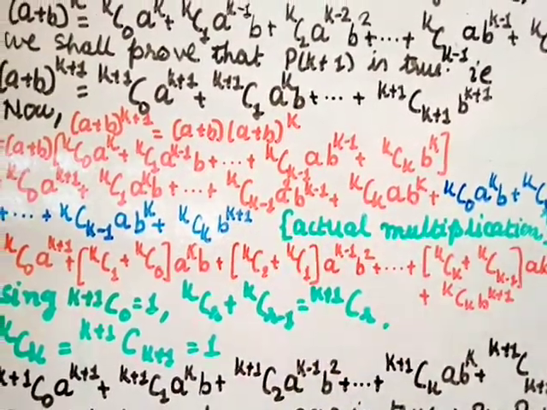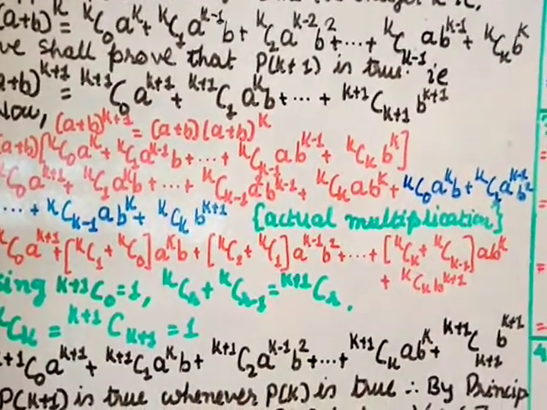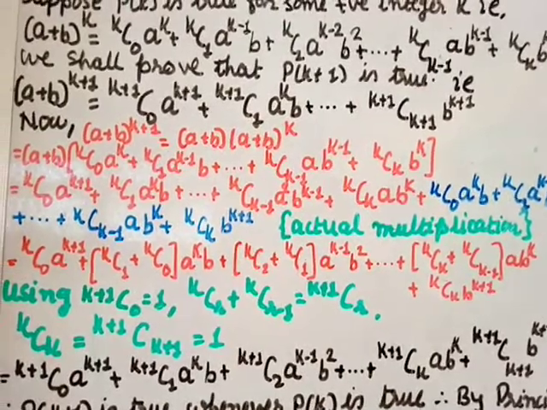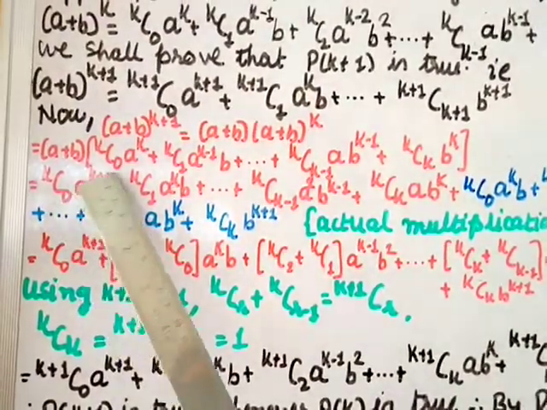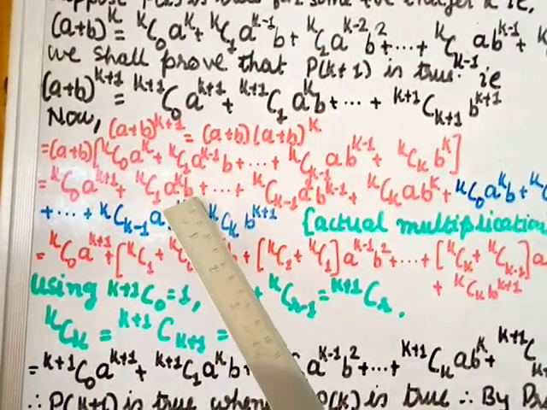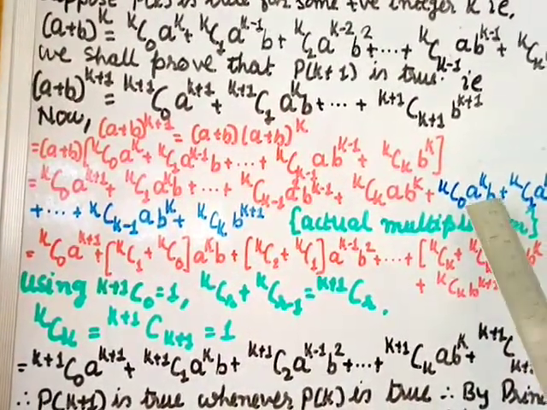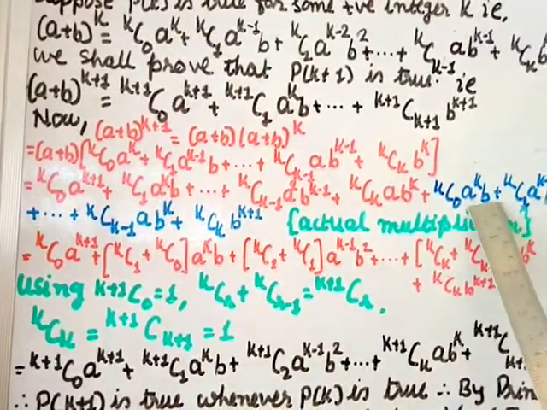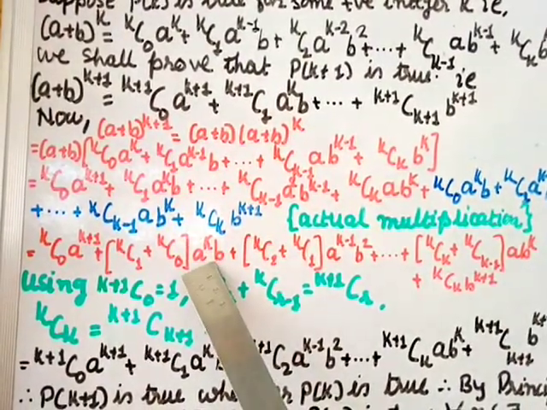So I have done only actual division. Okay, so the actual division is done. Now we shall write the like terms together. First term kc0 a power k plus 1 I am keeping as it is. Now I have got a power k into b and here a power k into b. These two terms are like terms, so I'll take a power k b common. So I am taking common a power k into b.